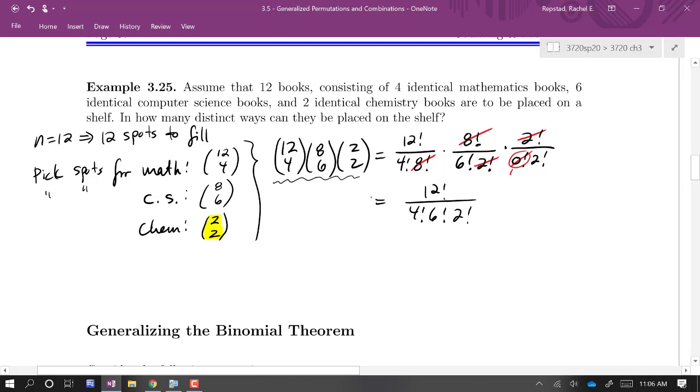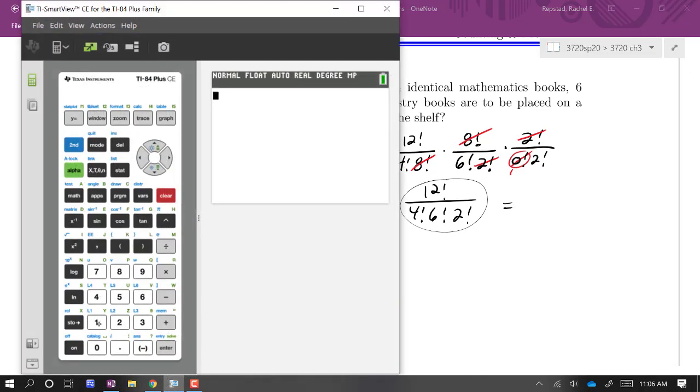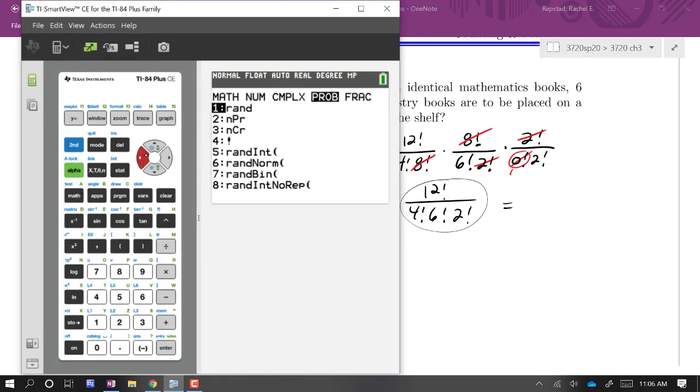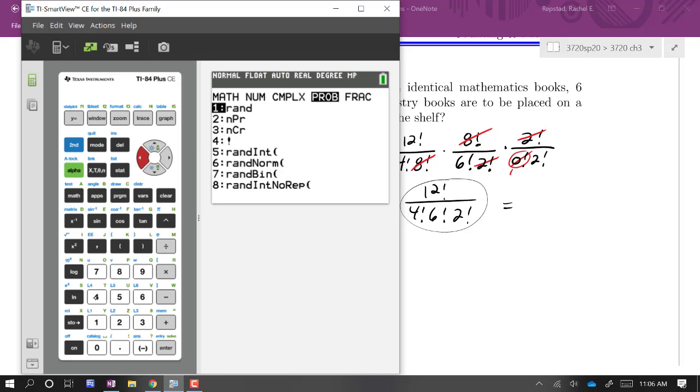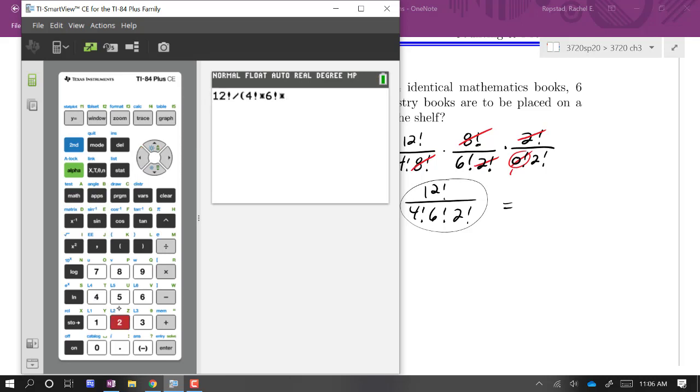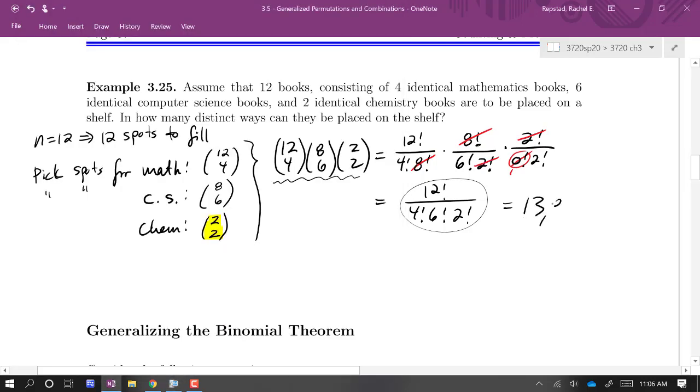I could either put it in my calculator this way or this way. Either way, let's see what we get. Let's see, I'll try with this formula. So again, I'm going to the math, and the probability menu, and option 4 is the factorial. I'm going to divide that by 4 factorial times 6 factorial times 2 factorial. 2 factorial is 2, so I'll just leave it there. And we have 13,860. This is the same thing that formula would give us.